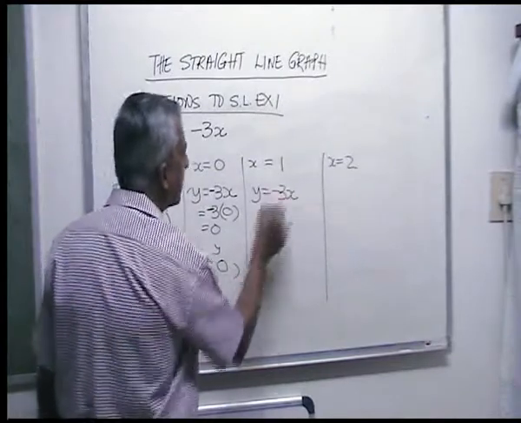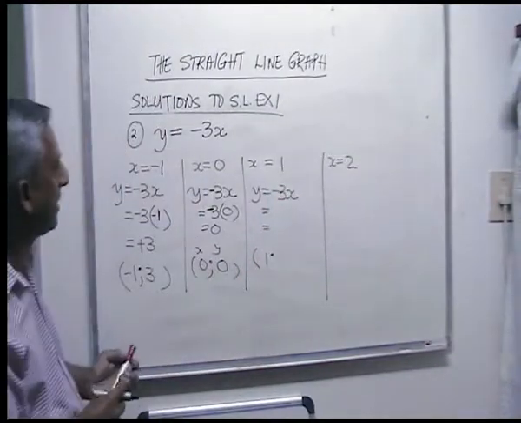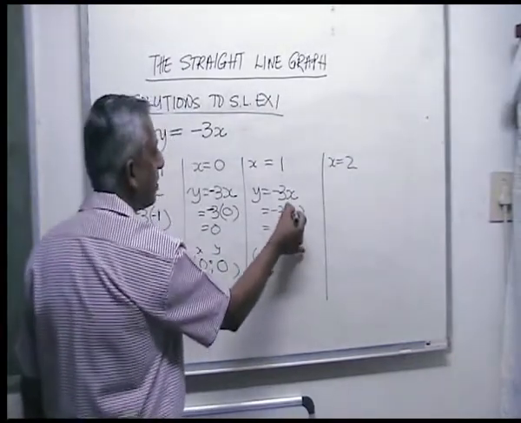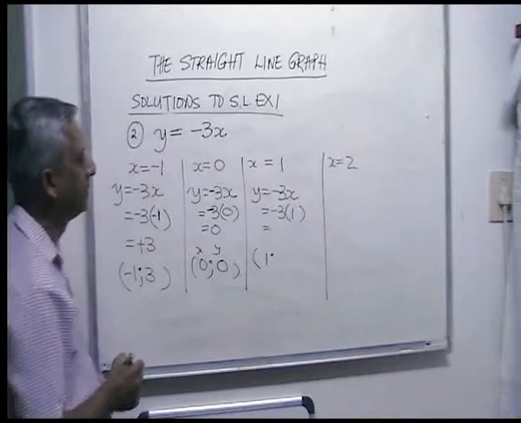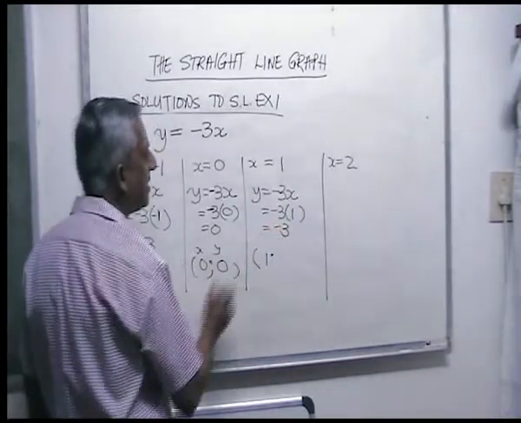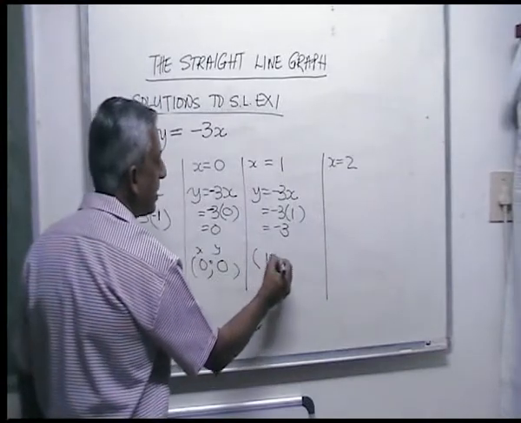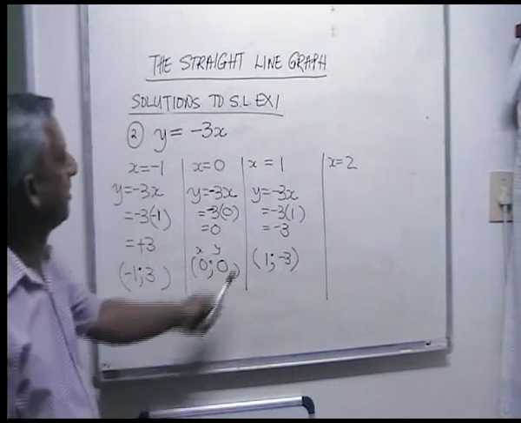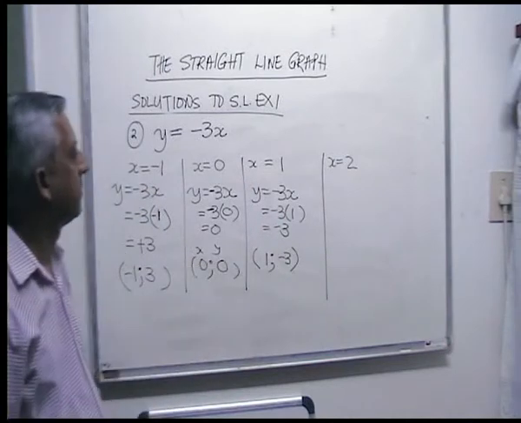There's your question, minus 3x. Right. Now, there's your minus 3. And now we're going to put a number in here. We'll put in 1. Now, minus 3 times 1 is minus 3. So this ordered pair is 1, minus 3. Right. So be careful of the signs.